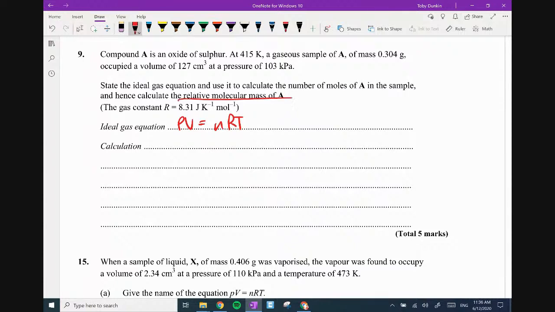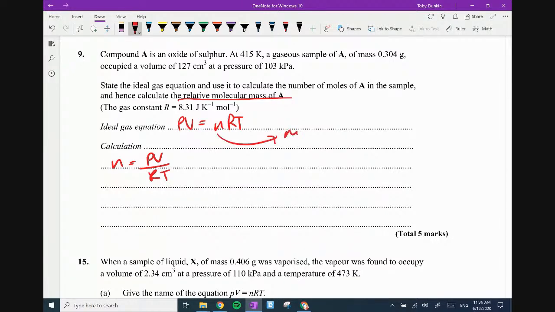What's it going to ask me to calculate? Oh, this is my favorite question by far. Calculate the relative molecular mass of A. Okay, that's genius. We can work out moles. So what we're going to have to do is rearrange this one for moles. Number of moles is PV over RT.